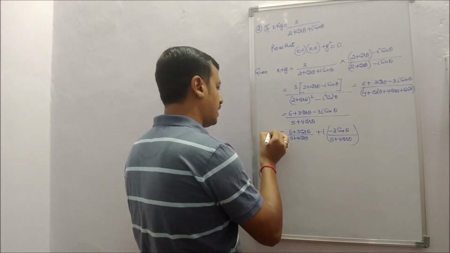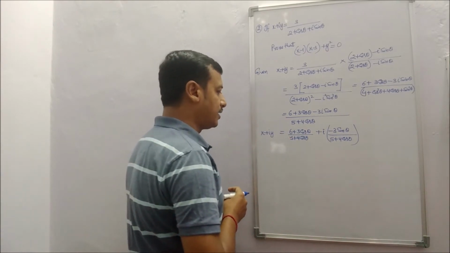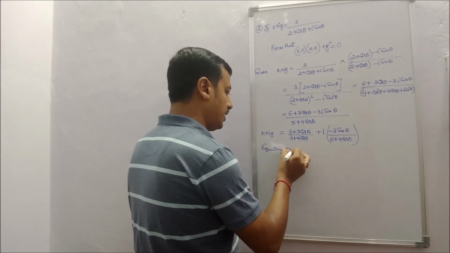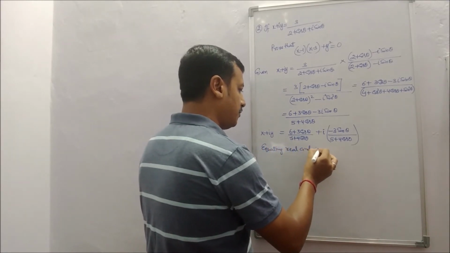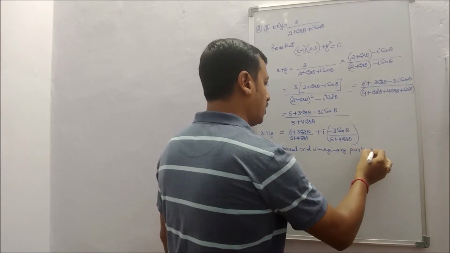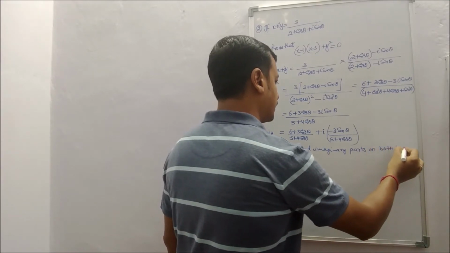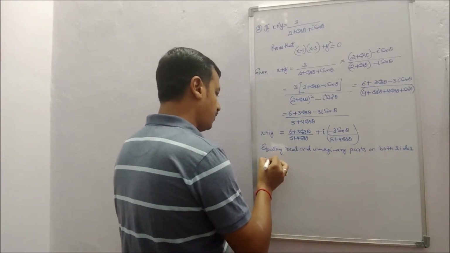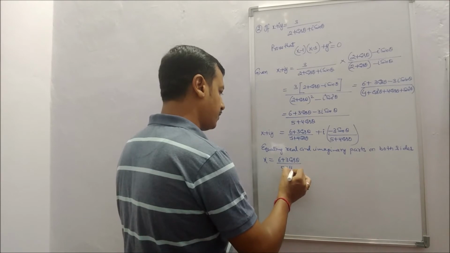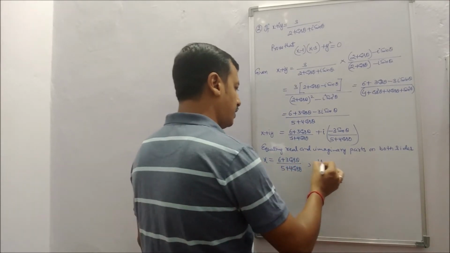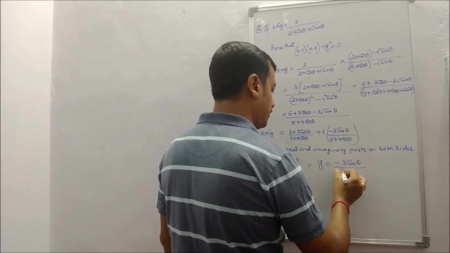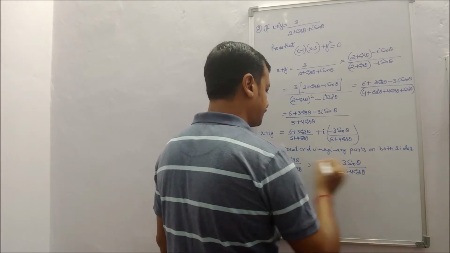This is x plus iy. So equating real and imaginary parts on both sides, the value of x is equal to (6 plus 3 cos theta) divided by (5 plus 4 cos theta), and the value of y is equal to minus 3 sin theta divided by (5 plus 4 cos theta).